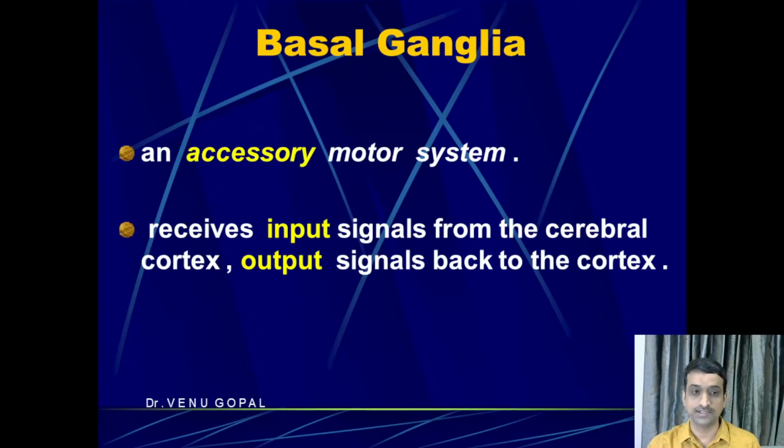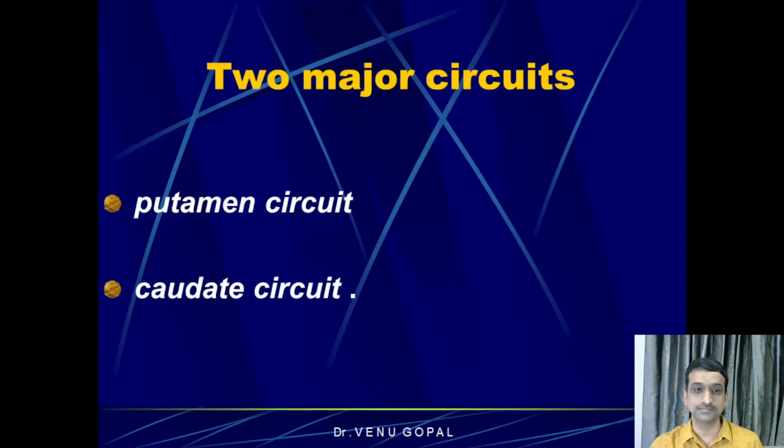Then, to introduce, as I said, it is an accessory motor system. It will receive all the inputs from the cerebral cortex and transmit all the output signals back to the cortex. So it will refine the motor activity to the finest of outcomes and accuracy. It is too complex to study the complex circuitry of the basal ganglia. So for study convenience, to understand it easily, we have divided it into putamen circuit and caudate circuit. These two are important circuits of the basal ganglia. First, we will take the putamen circuit.